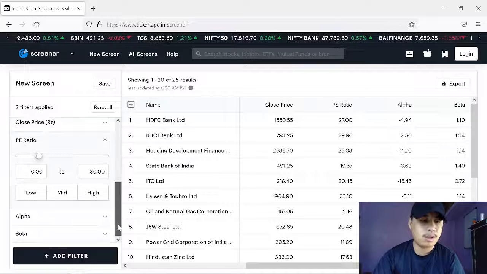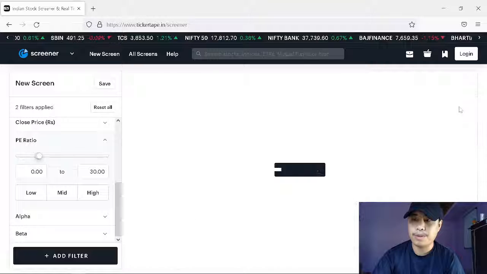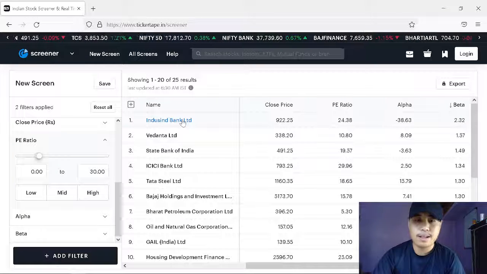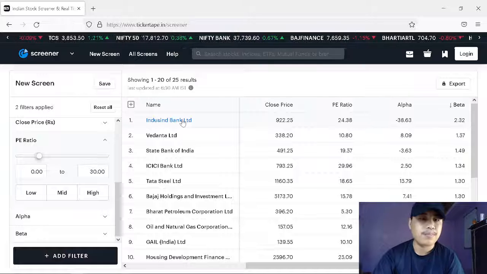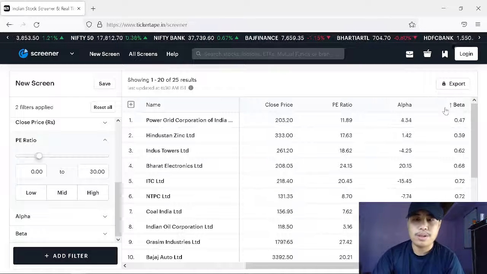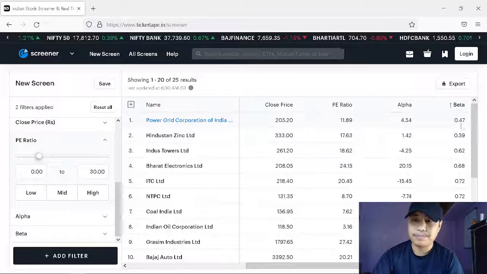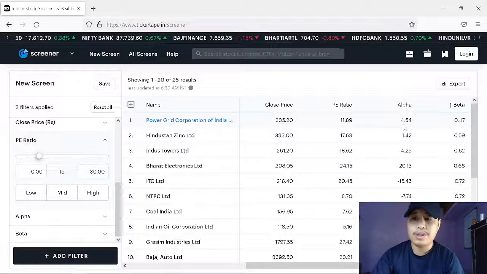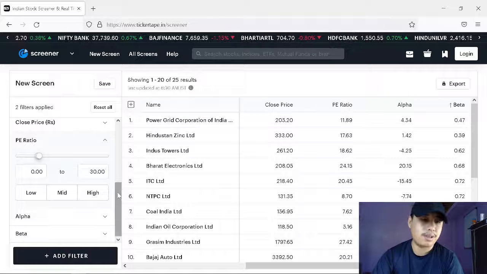So you can go here, go to beta, and I'm going to choose the lowest beta. IndusLand has the highest beta in this market cap. So out of 25 stocks, let's go for the lowest beta. And alpha here is also a type of return, which is calculated as it's mentioned here.